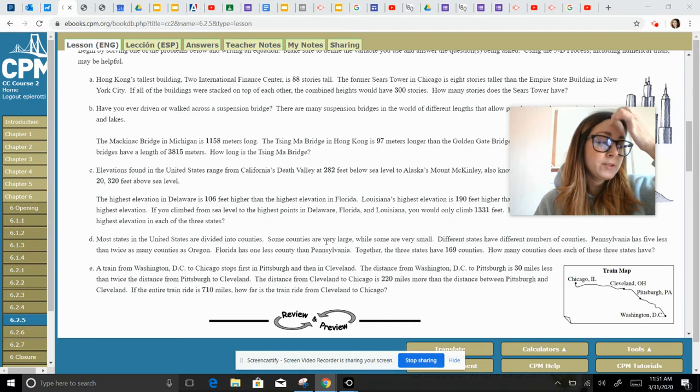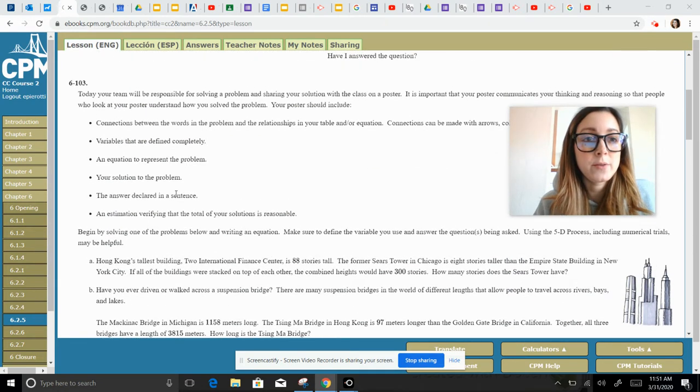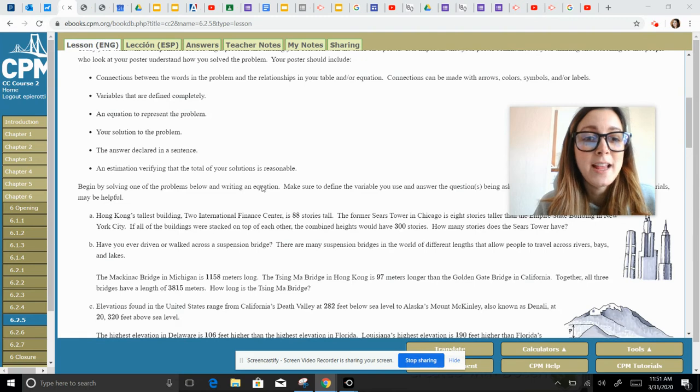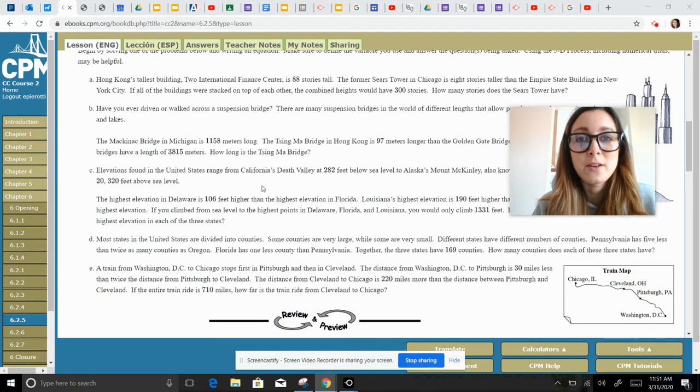So first off, we're going to be looking at problem 6-103. This sadly says that you're going to be working with your team, but we are unable to do that unless you want to text or call some friends and set it up. But I think you should be able to do this on your own, and you can always email me or set up a Calendly if you are unsure of what to do.